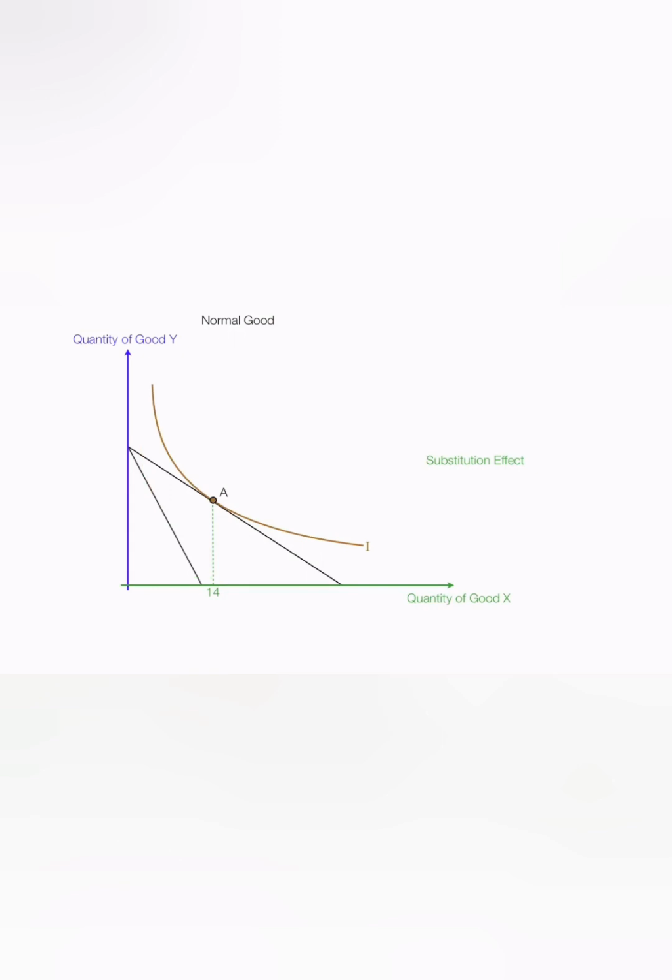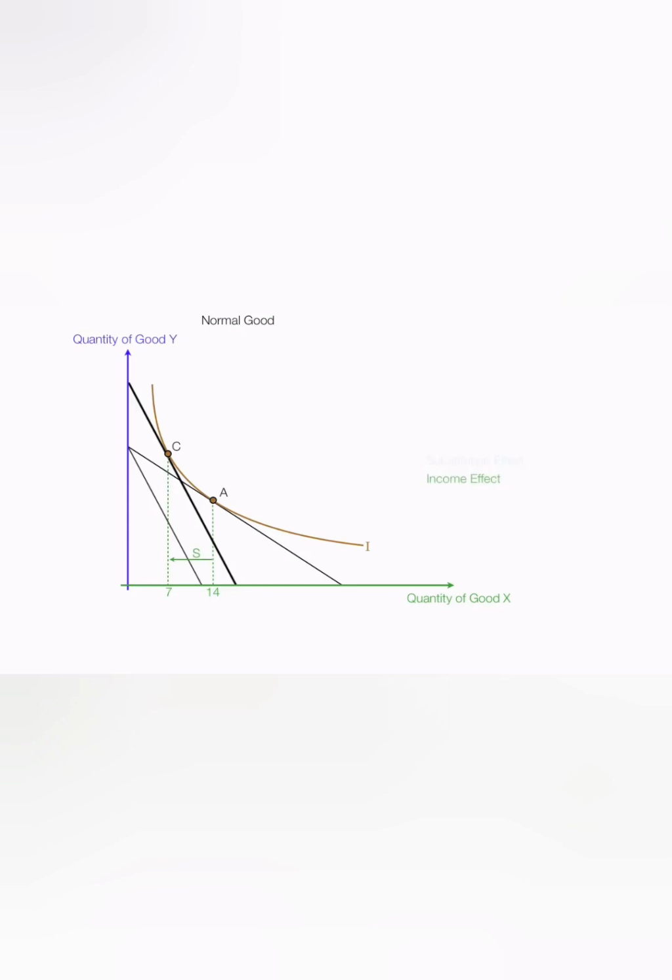So for the substitution effect, I do the same thing. I take the new budget line and move it out parallel to the new line, so it's parallel, until it's just tangent to the first indifference curve. I move along the first indifference curve to that point right there, and I'll label that point C. And the consumer now consumes 7 units of good X. And that is going to be labeled S for substitution effect.